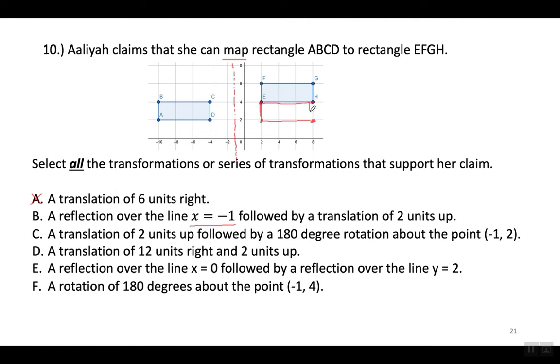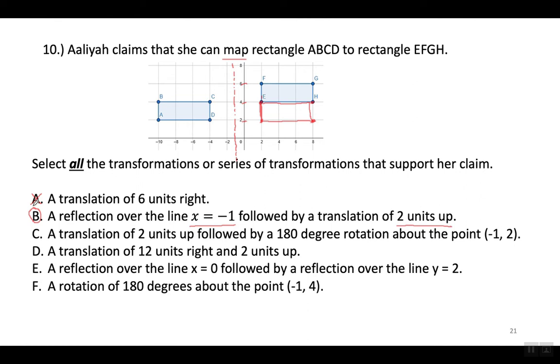Now the next transformation that it's saying to do is to move it 2 units up. If you move the whole thing 2 units up, and by the way, in case you haven't noticed, this is moving in groups of 2. So if I move it 2 units up, yes, it does line up. So letter B is correct. That one works.